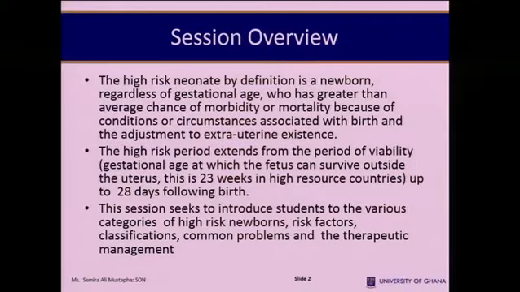So it's important to know that this period extends from the prenatal, perinatal, and postnatal periods. And then the high-risk period is the first 28 days, and that is what we call the neonatal period. This session seeks to introduce students to various classifications, common problems, and therapeutic management.